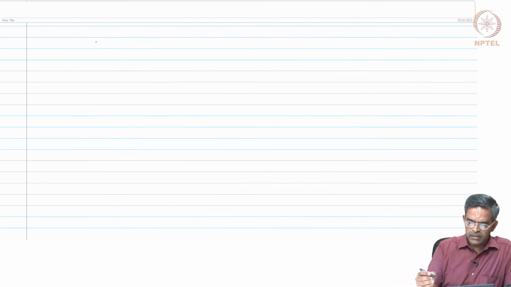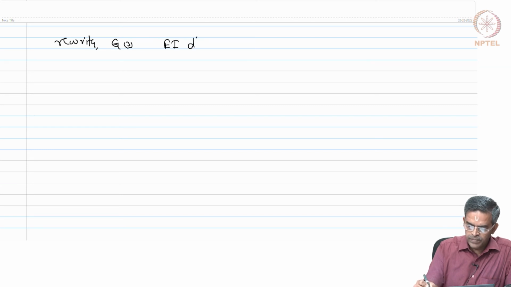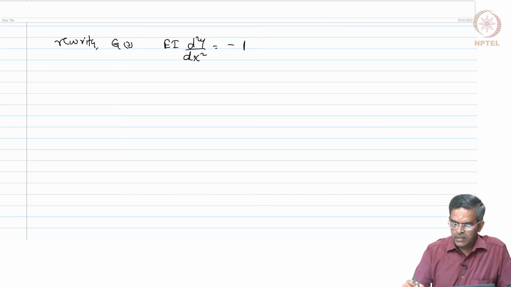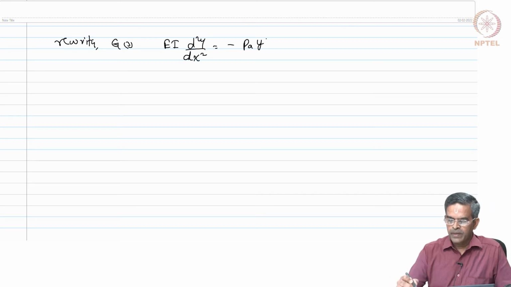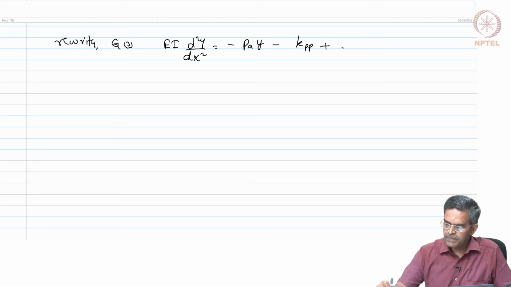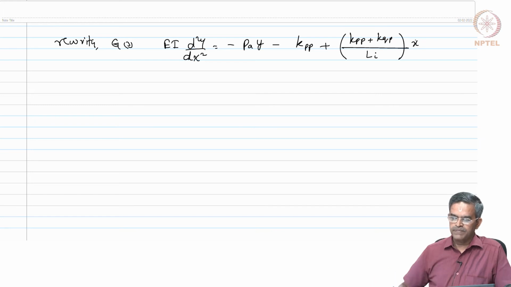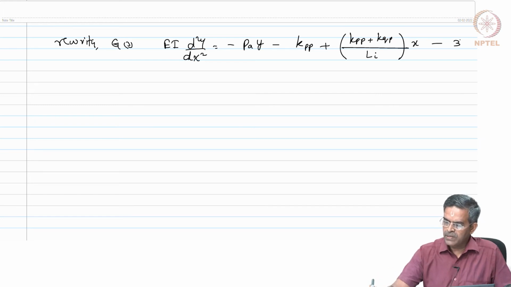So, let me rewrite this equation, rewriting equation 3. EI d square y by dx square is minus PA into y minus KPP plus KPP plus KQP by Li into x. Equation 3, same equation I have rewritten.